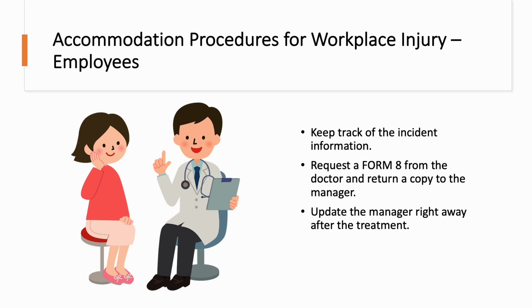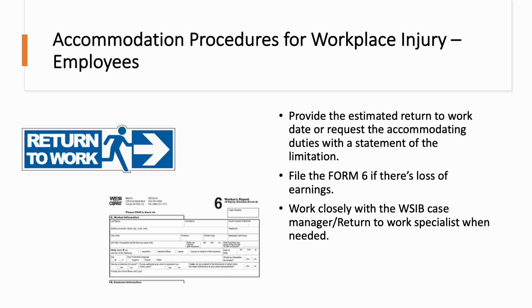If the employee requests an accommodation based on the workplace injury, the below steps must be followed: keeping track of the incident information, requesting a Form 8 from the doctor and returning a copy to the manager, updating the manager right away after the treatment, providing the estimated return to work date or requesting the accommodating duties with a statement of the limitation, filing Form 6 if there's a loss of earnings, and working closely with the WSIB case manager, return to work specialist when needed.